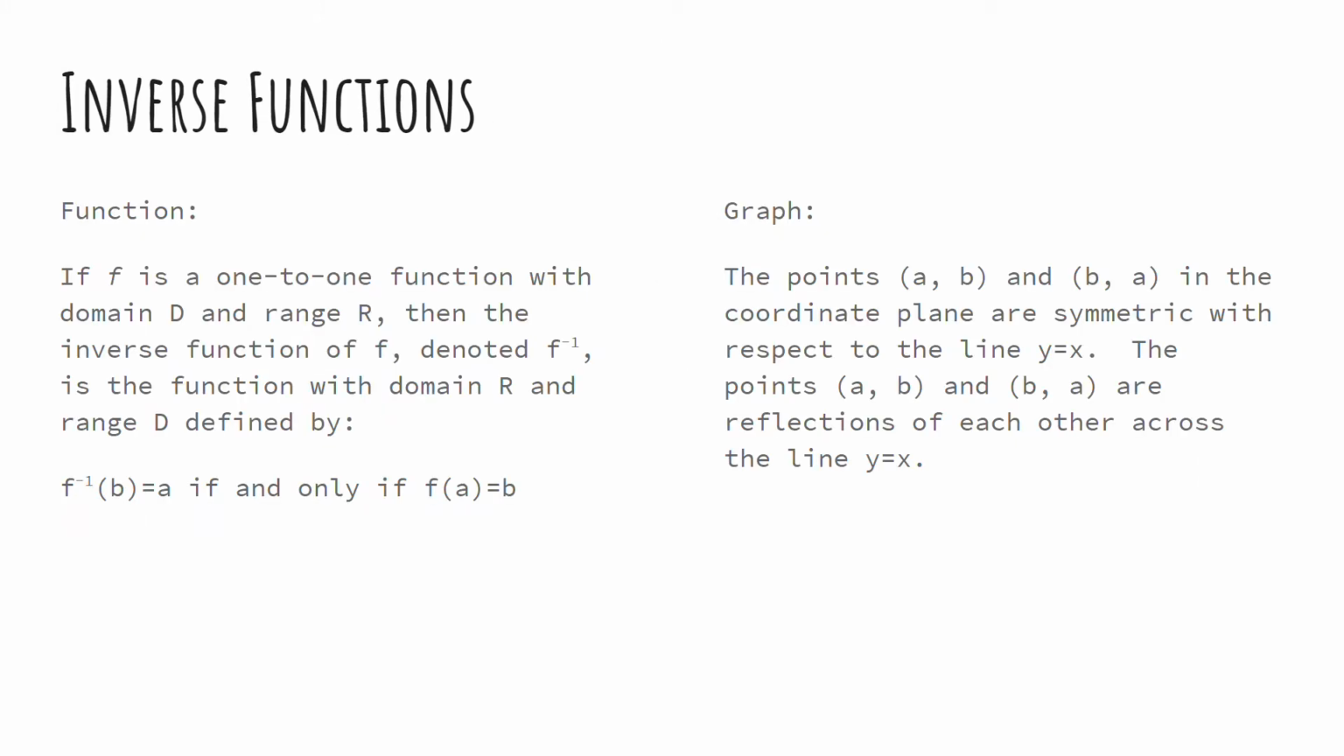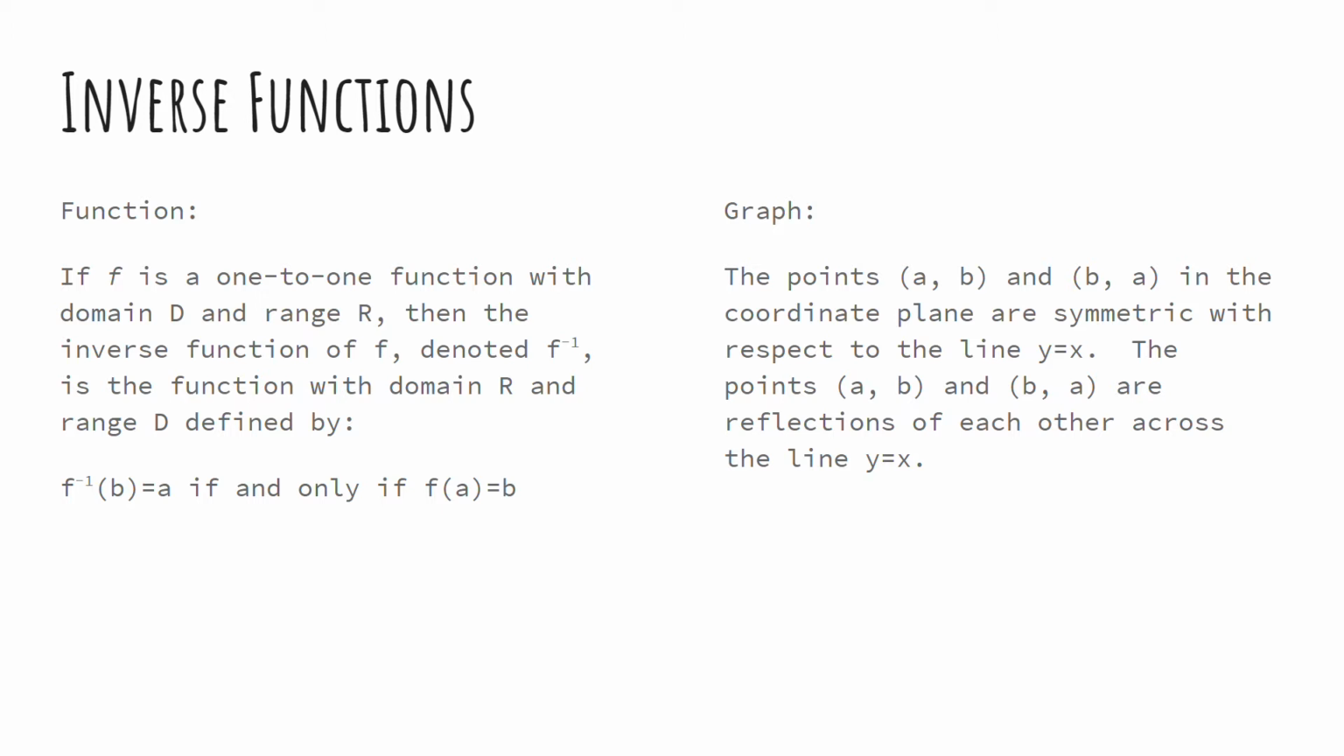So inverse functions, by definition: if f is a one-to-one function, so there's only one x for every y, with a domain D and range R, then the inverse function of f, denoted f to the negative 1, is the function with domain R and range D, defined by this statement below. So f inverse of b equals a if and only if f of a equals b. So your domain and range switch. All those words, that's what it's telling you, domain and range switch.